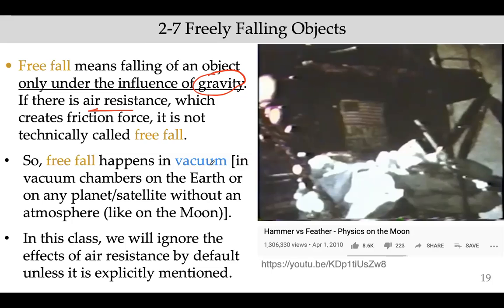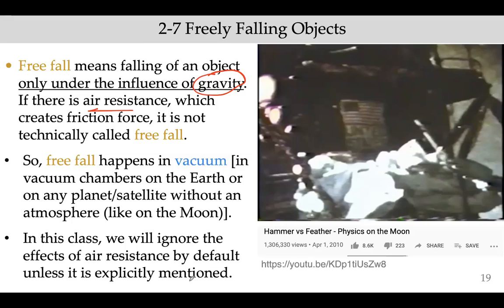So free fall happens in vacuum. Vacuum means there's no air. So you can get vacuums in vacuum chambers on the Earth or on any planet or satellite without an atmosphere. Just like on the moon, there's no atmosphere, so there's practically vacuum on the moon. In this class, we will ignore the effects of air resistance by default unless it's explicitly mentioned. So if the problem doesn't talk about air resistance, then that means you have to take there is no air resistance.